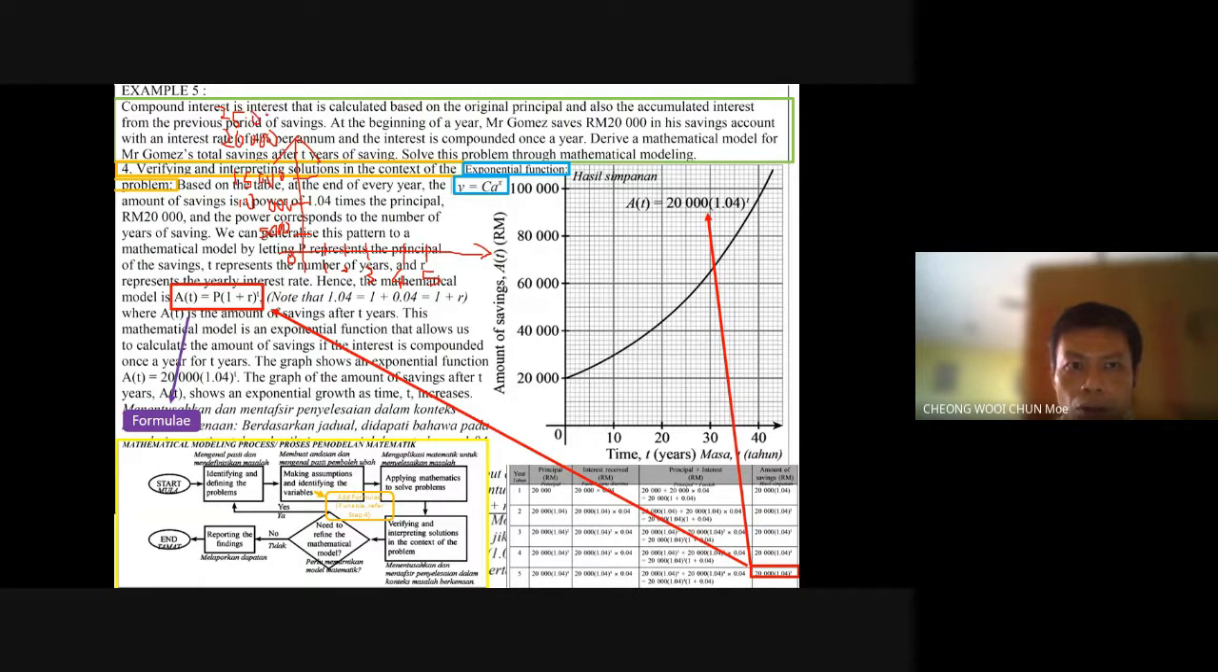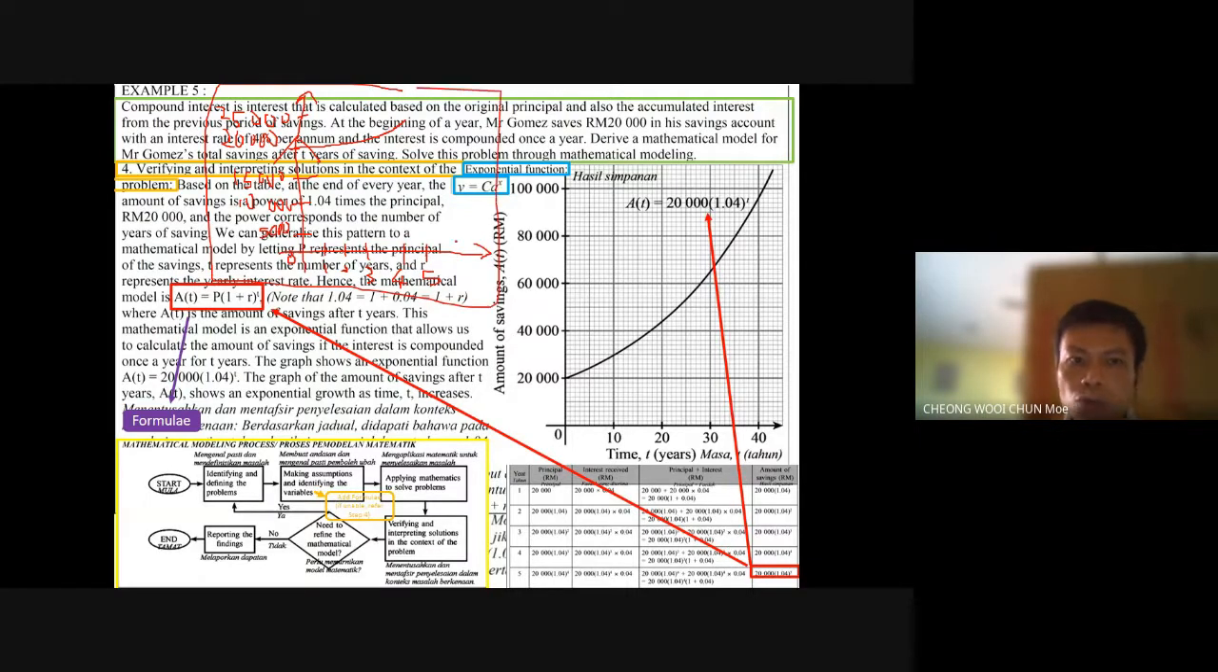The graph is very small. No wonder they use 20,000, 40,000. The graph is too small. If the graph were like this, you can still get the exponential function, the exponential graph, but it's not that steep. If they create it like this, using 10, 20, 30, 40 years, you will see a better graph, but it's not a big problem. You can still use this kind of graph.